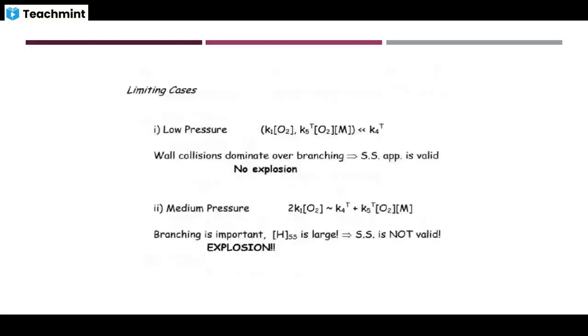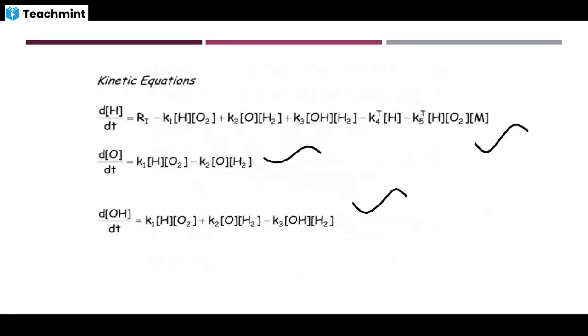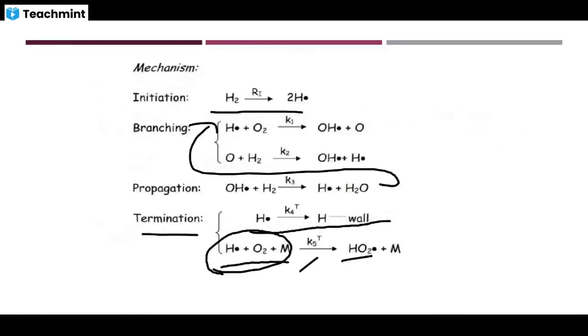Now the limiting cases. At low pressure, wall collision dominates over branching. So here you see K1, K5 and K4: K4 is greater than K1 and K5. K4 is just colliding with the wall; at low pressure it easily finds the wall nearby. But it does not find oxygen here, or the other reaction, K5.